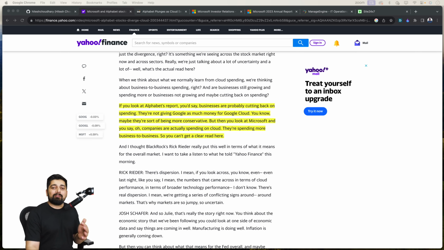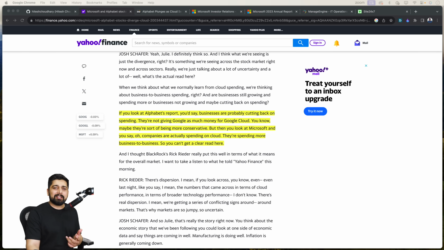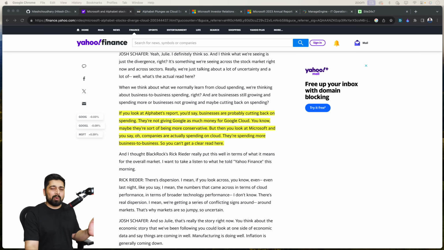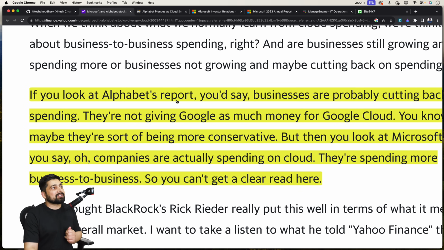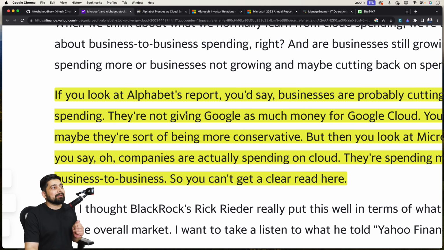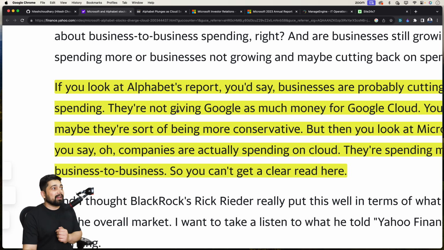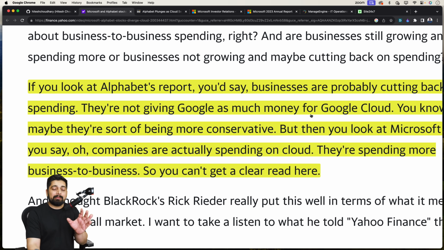So if you have recently followed the stock pricing and the annual report of Microsoft and Alphabet, the parent company of Google, you'll hear a couple of reports. Of course, anybody who has been in IT for a really long time is invested in one or the other company, or probably both. You have the stocks and shares for both of them. So look at this Yahoo Finance report. Notice this whole thing mentioned up here. It says, if you look at Alphabet's report, you'd say businesses are probably cutting back on spending. So on the Google side, it looks like they are cutting back on spending. They are not giving Google as much money for Google Cloud. Remember, we are not talking about Google's ad revenue or other revenue streams. We're just talking about the cloud-centric part here.